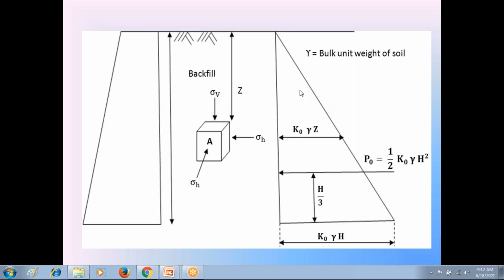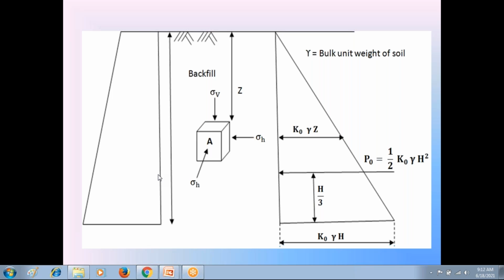What is the use of this diagram? By using this diagram, we can calculate the total horizontal earth pressure force acting on the retaining wall. By using this horizontal earth pressure distribution diagram in the at rest condition, we can calculate the total horizontal earth force acting on the retaining wall. Take that earth force as P naught. P naught is the total horizontal earth force acting on the retaining wall in the at rest condition.